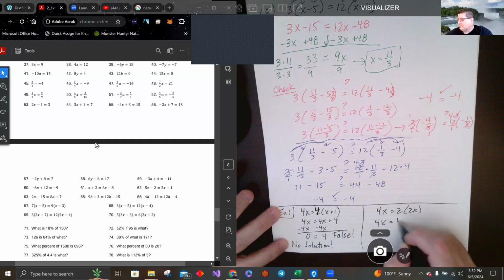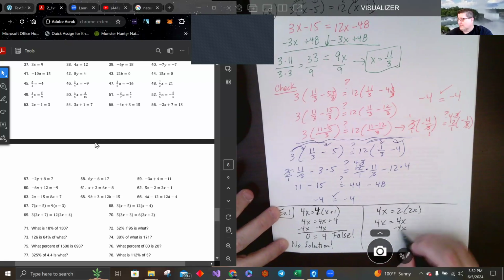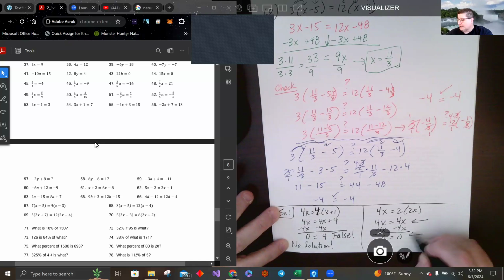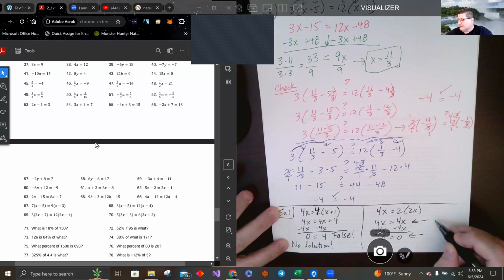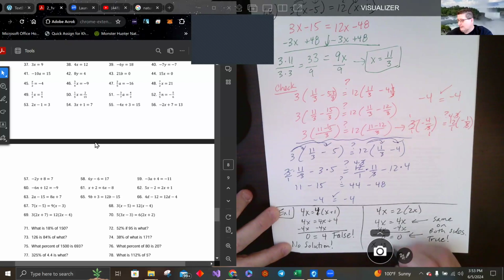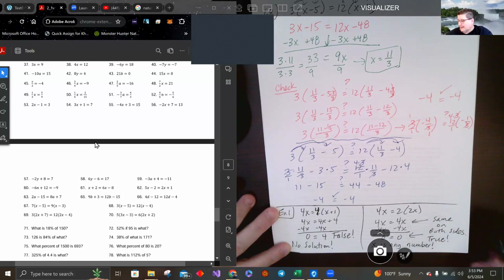Here, I subtract 4x from both sides, and I get 0 equals 0. Either here or here, you could have noticed it. The same on both sides. This is always true, which means x is any number. If I stick in 5, if I stick in 3 million, if I stick in -pi, it's going to work.